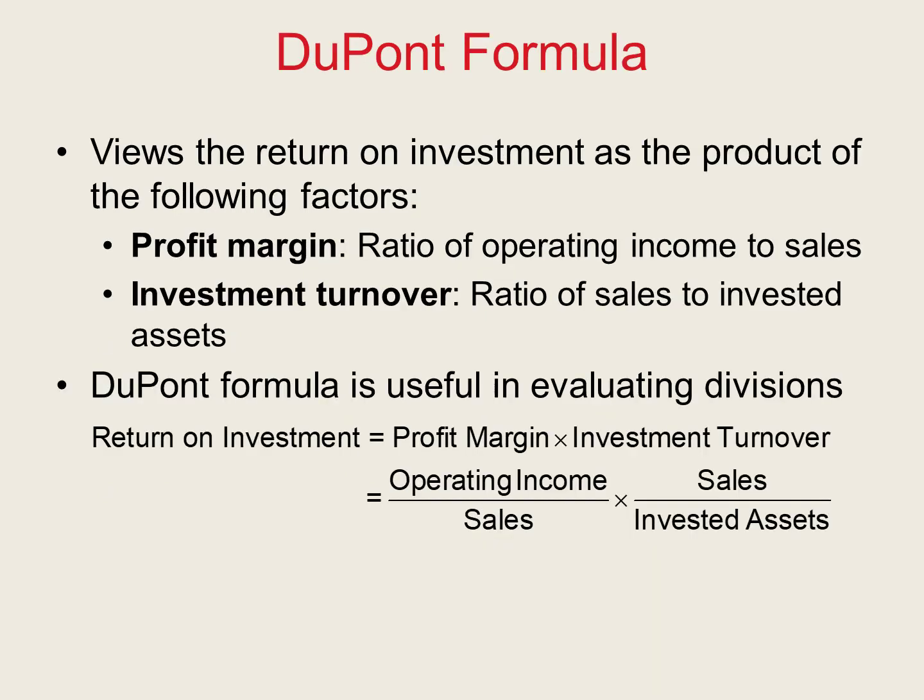Let's now take a look at the Dupont Formula. The end result of the Dupont Formula is the return on investment. However, when you see the calculation, what we have is two separate calculations. The first being profit margin, which is operating income divided by sales. The next component is the investment turnover. The investment turnover is sales divided by invested assets. When we take a look at each division using the Dupont Formula, we have a much better idea of how each of these divisions are performing.